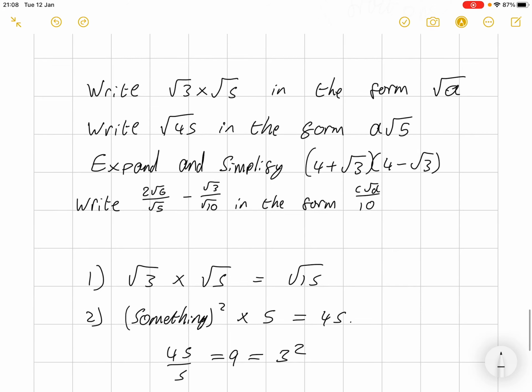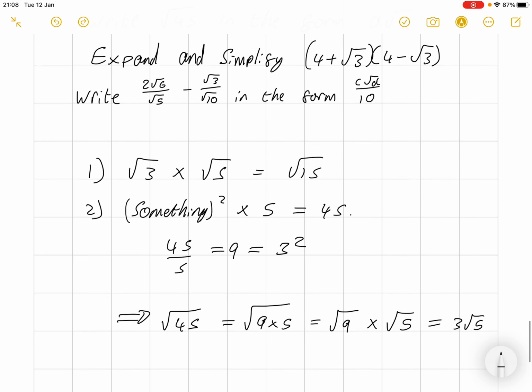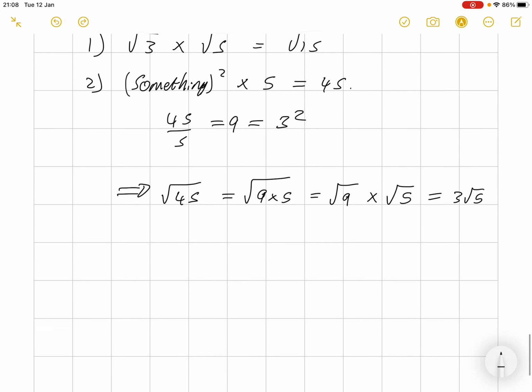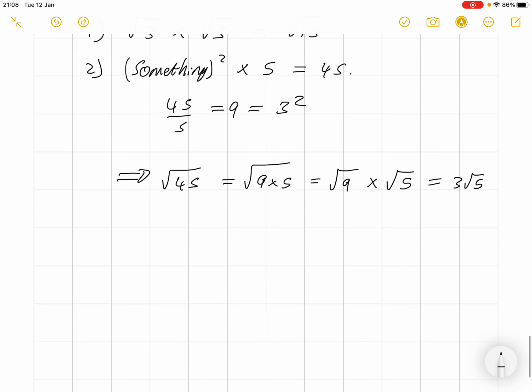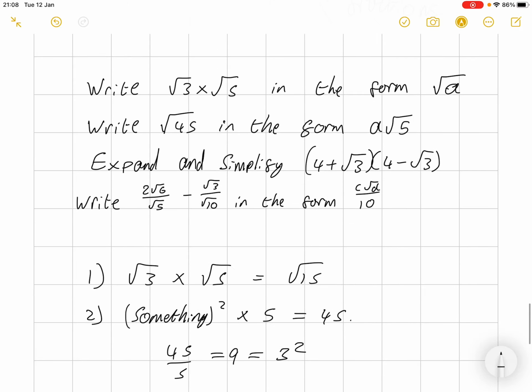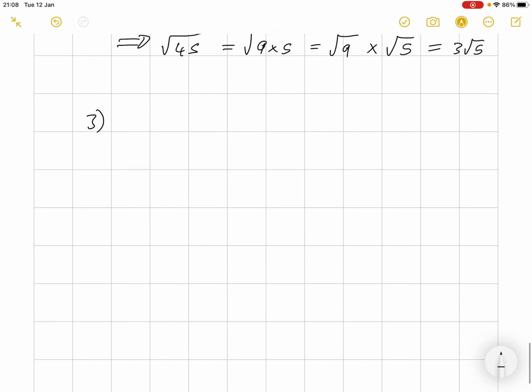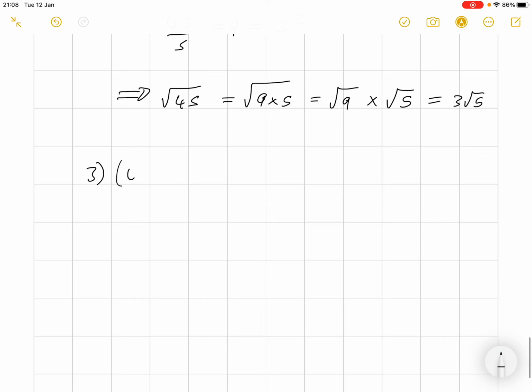Okay, question 3. Expand and simplify 4 plus root 3 times 4 minus root 3. Well, in this instance, there are 2 ways to do this. There's the quick and easy way and the long-winded way. I'll start with the long-winded way first and then show you the quick way. So all I'm going to do is split this up. 4 plus root 3, 4 minus root 3.